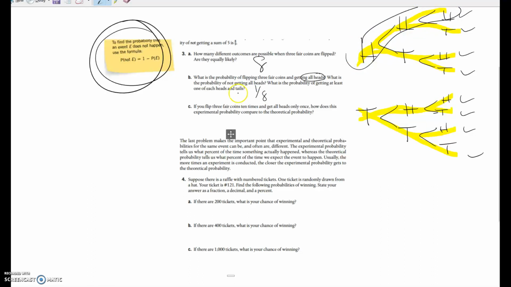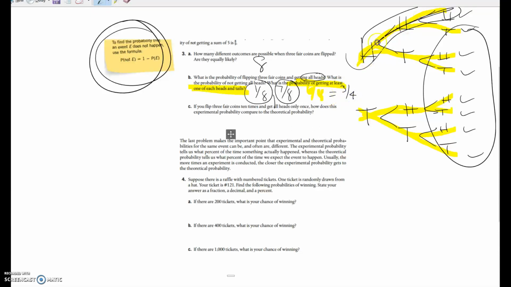All right, what's the probability of not getting all heads? Well, that would be that complement. So if 1 out of 8 is getting all heads, 7 out of 8 is not. And I could count those. Those are these guys. Those are your other 7. And then what is the probability? Okay, so see that word at least? What is the probability of getting at least 1 head and 1 tail? All right, so again, you can either count them all, and there's 6 out of 8, which reduces to 3/4. Otherwise, you could cross off the heads, heads, heads, and tails, tails, tails. There's your 6. But again, you still have 8 total possibilities.